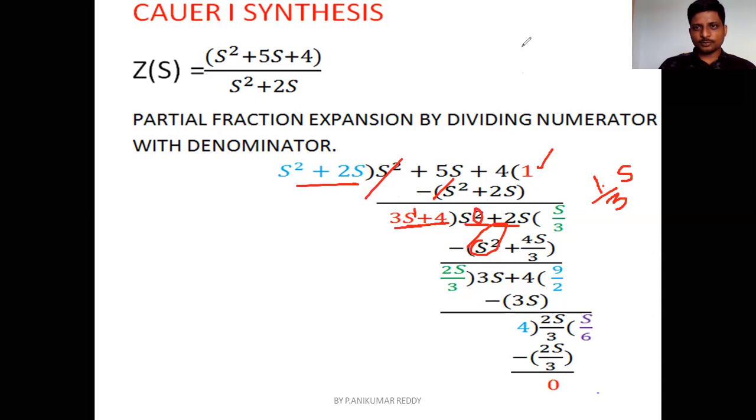Following the same concept, you have to continue the process until you get 0. For this one, 3s into s by 3 will give you s square, and 4 into s by 3 will give you 4s by 3. If you subtract, s square and s square get cancelled, and 2s minus 4s by 3 will give you 2s by 3 as the remainder. Again you have to divide 3s plus 4 by this new remainder.